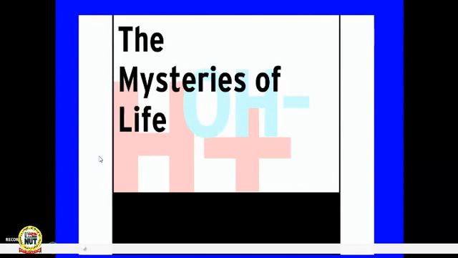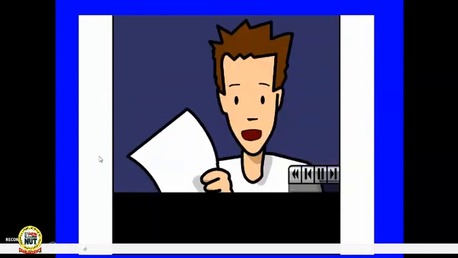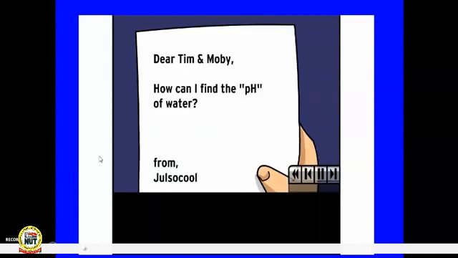So basically, this is vinegar. Ew. Dear Tim and Moby, how can I find the pH of water?